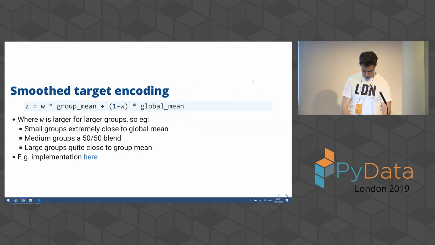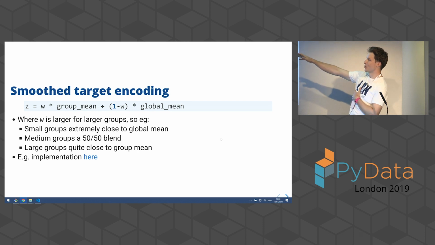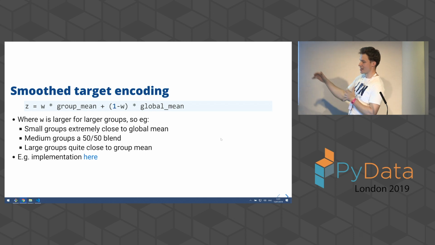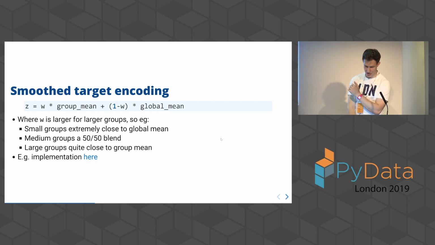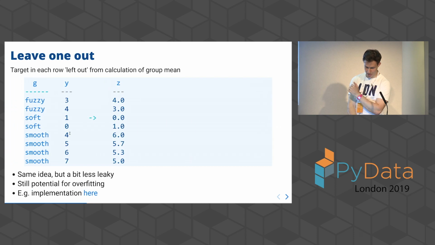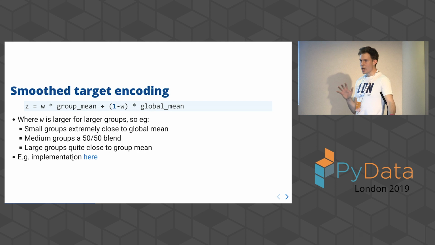Okay, after leave one out, I think what's more common is some kind of smooth target encoding. So basically Z is the final variable that you come up with, and you have some weight between the group mean and the global mean. So the group mean is your in-group mean, within smooth for example, versus the global mean, the mean of all of the y variables, and some weighting between those.